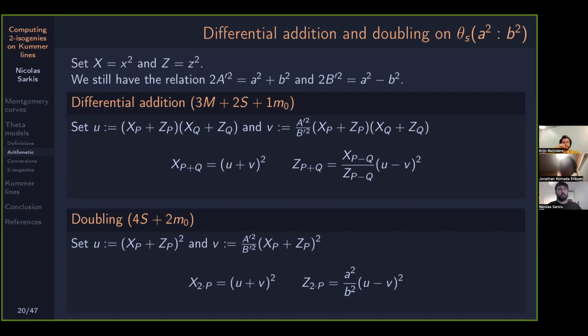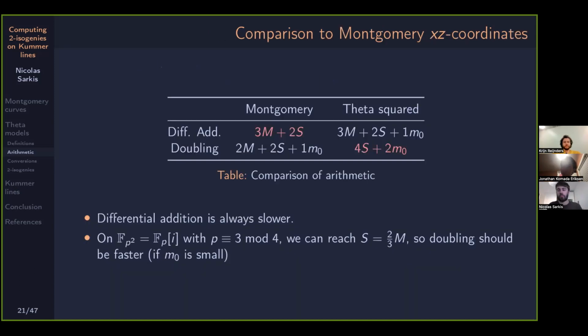And now, how does this compare to Montgomery curves? So we will be working on theta squared because it has better arithmetic in the next slides. How does this compare to Montgomery XZ coordinates? For differential addition, you always add the same thing plus one curve constant multiplication, so it will never be better. But doubling could be better.